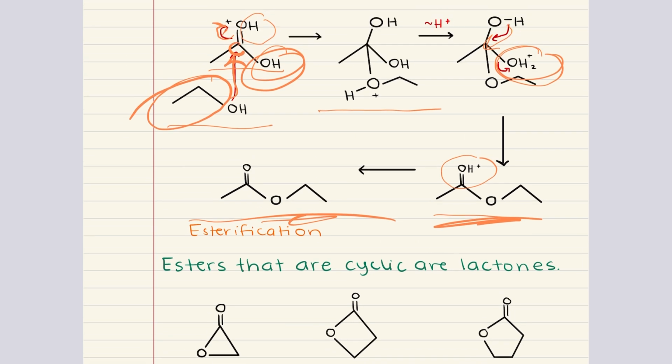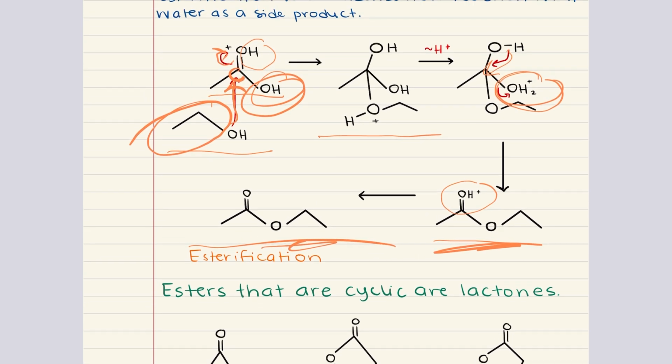So for our example mechanism here, the alkyl group that was originally attached to the alcohol was an ethyl group, and then the carboxylic acid part was ethanoic acid, which we changed to ethanoate. So the full name of the product is ethyl ethanoate.